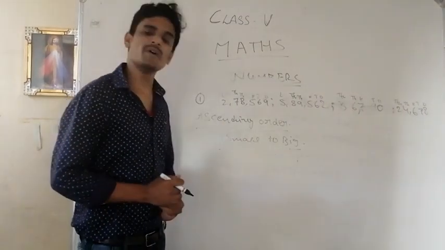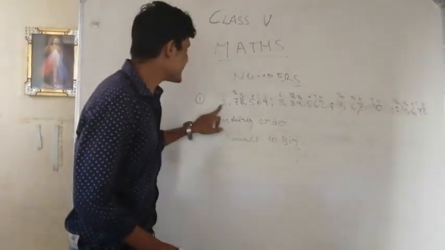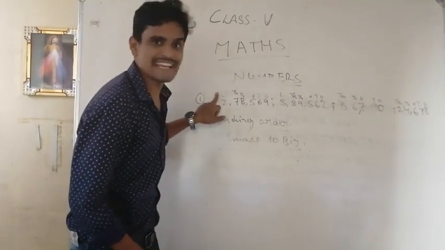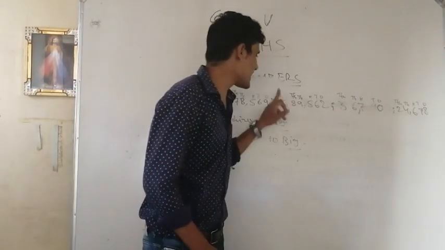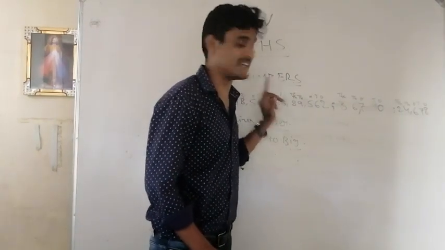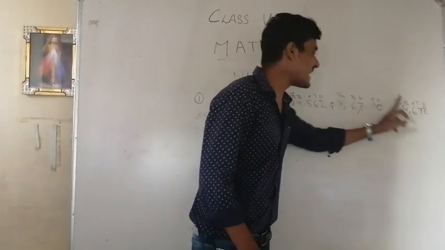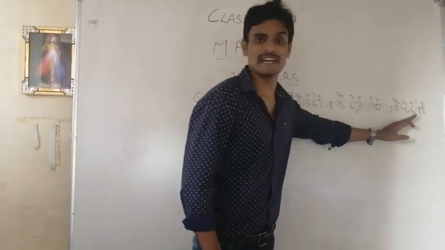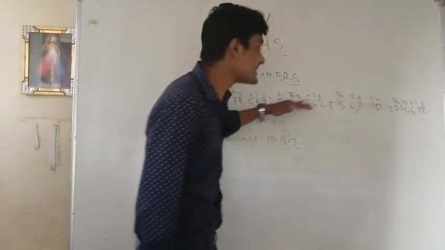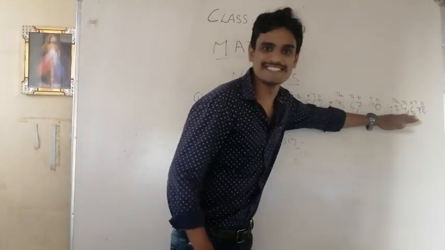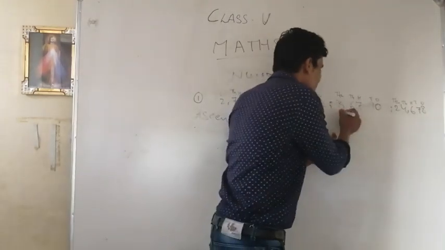Children, we know about this. Ascending means small to big. So this one, the first one is in lakhs place. What is the highest place value here? Lakhs place. What is the next one? It is also in the lakhs place. What is the third one? It is in the 10,000 place. And the next one is also in 10,000. We know that these two numbers are bigger than these two numbers. Yes or not?